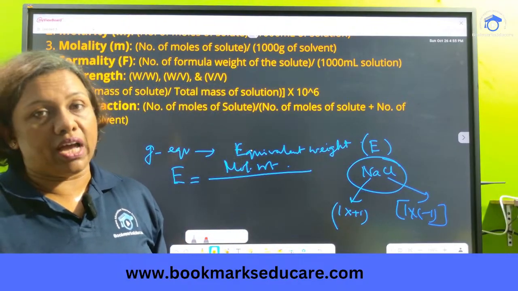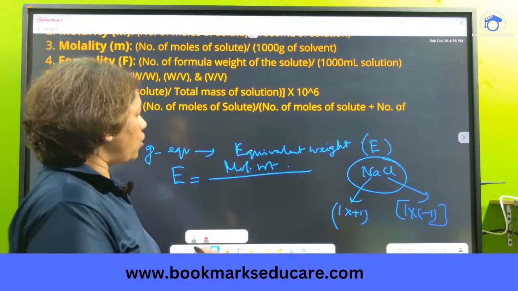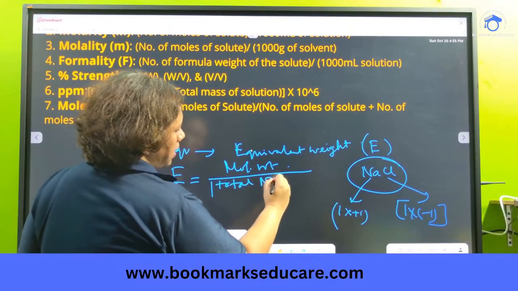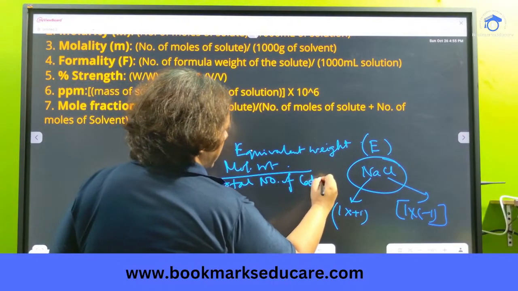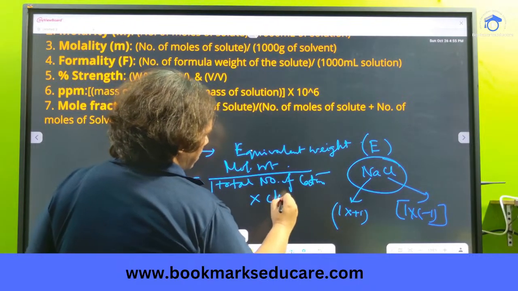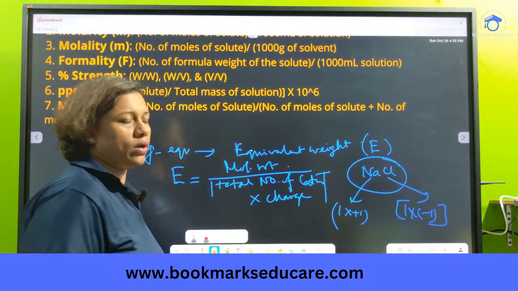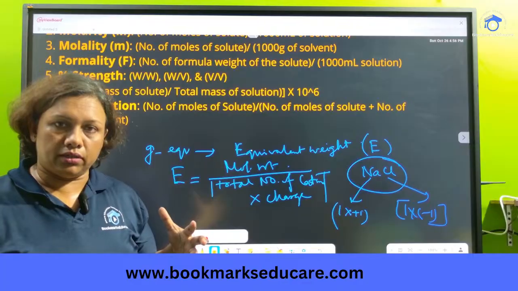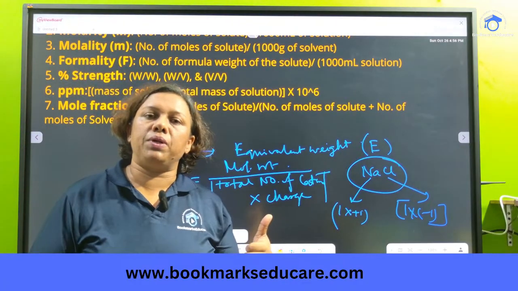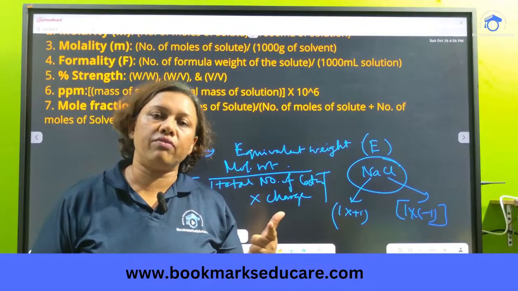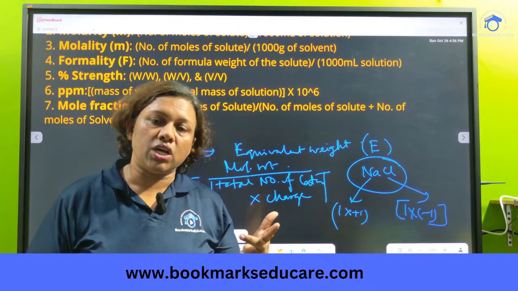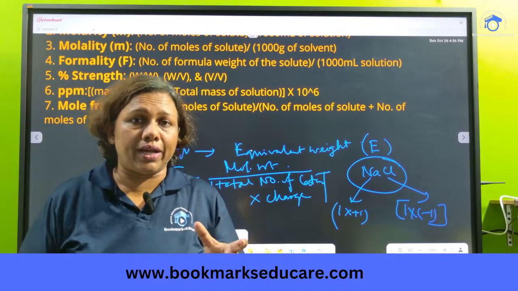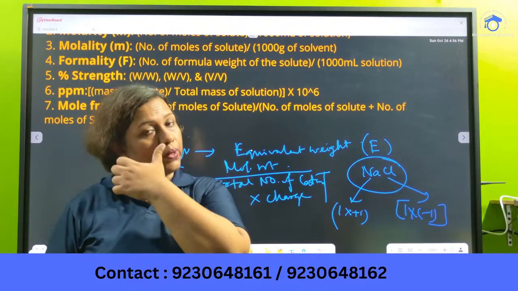We take the mod value irrespective of sign. So we will write here the mod of total number of cation into charge. This is the equivalent weight of salt. So acid: molecular weight by replaceable number of hydrogen. Base: molecular weight divided by replaceable number of OH. Salt: molecular weight divided by number of total cation into charge within mod. So this is the equivalent weight.